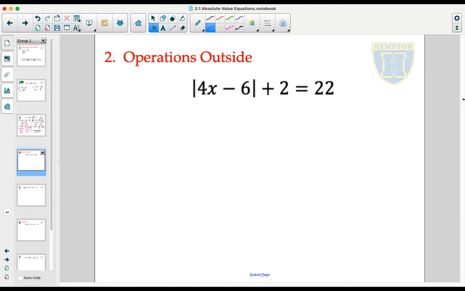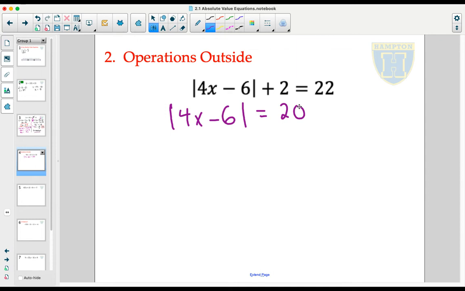For this example, we don't want to have to say to ourselves, I need the absolute value of 4x minus 6 plus another 2 to equal 22. If I really want to simplify this process for myself, I'm going to subtract that 2 away from the left side of the equation, and I'm going to end up with an equation that looks like this. This is a much easier interpretation. I need 4x minus 6 to have an absolute value of 20.